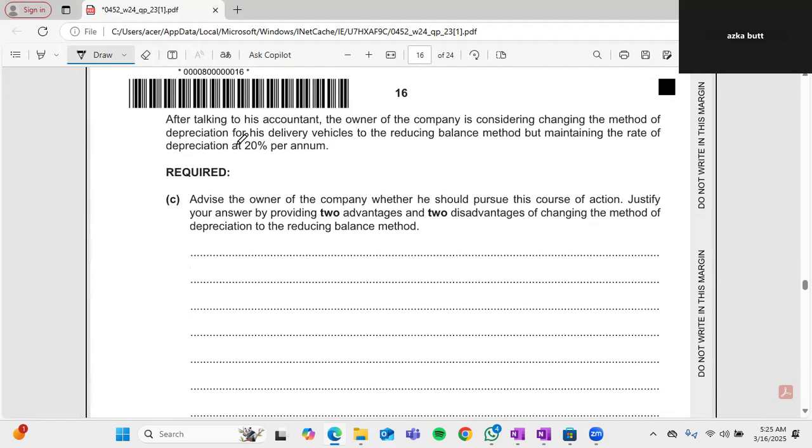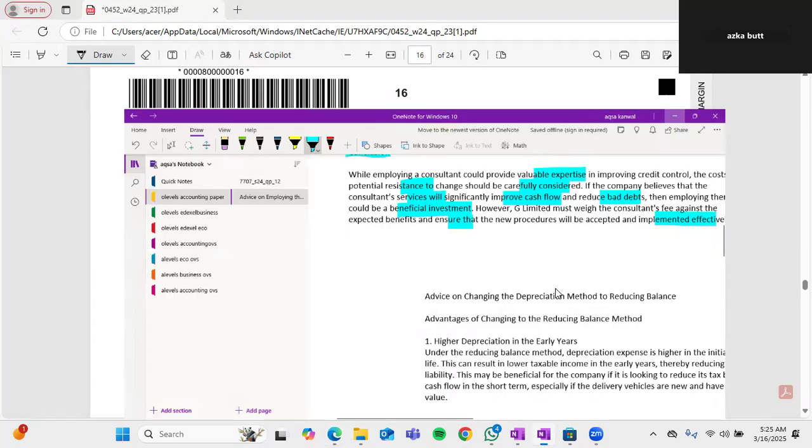Now let's see the advice question. After talking to his accountant, the owner of the company is considering changing the method of depreciation for his delivery vehicle to the reducing balance method, but maintaining the rate of depreciation at 20% per annum. Advise the owner of the company whether he should pursue this course of action. Justify your answer by providing two advantages and two disadvantages of changing the method of depreciation to the reducing balance method.